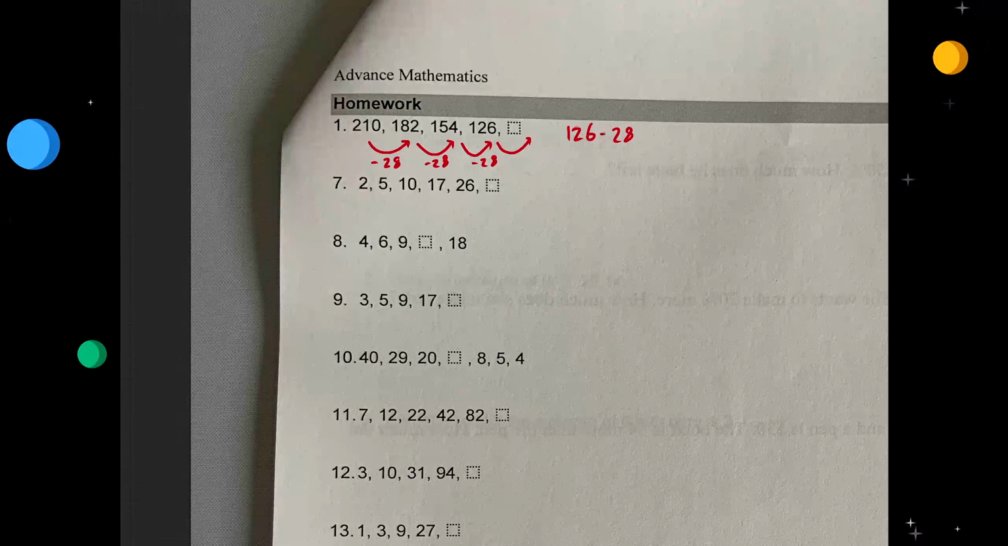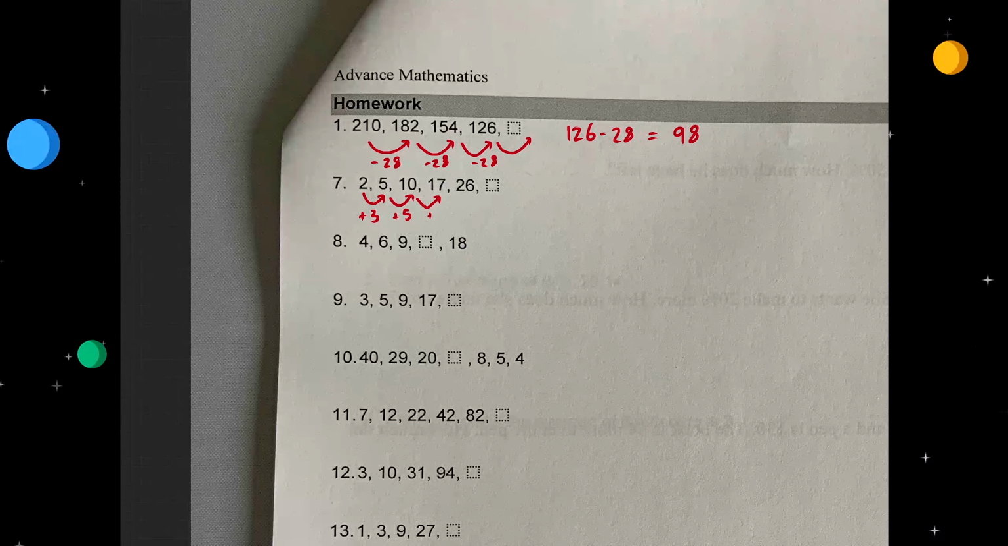Alright, next one is we're going to add 3. It's going up, so it's adding. So when it goes up, it's either add or plus, but it's going up slowly, so it's not multiplying yet. So add 3, add 5, add 7, add 9, and the next one will be add 11, which will give you 37.